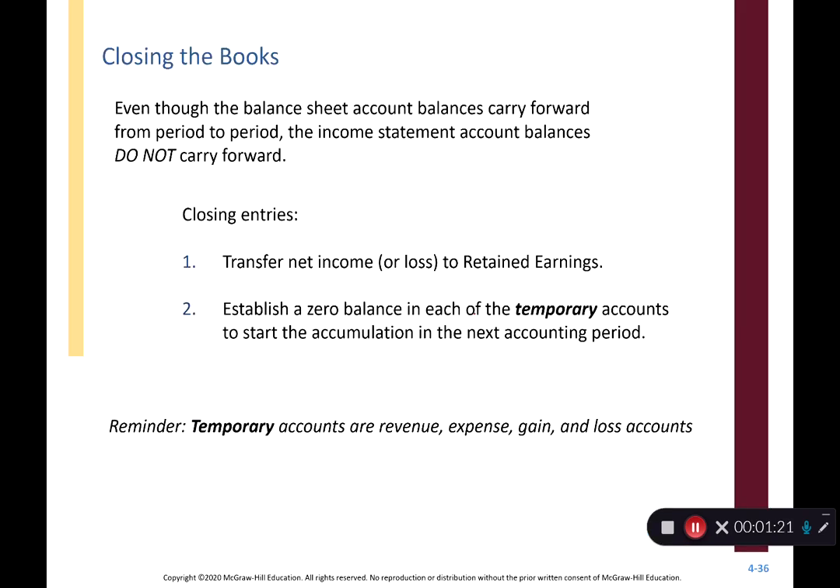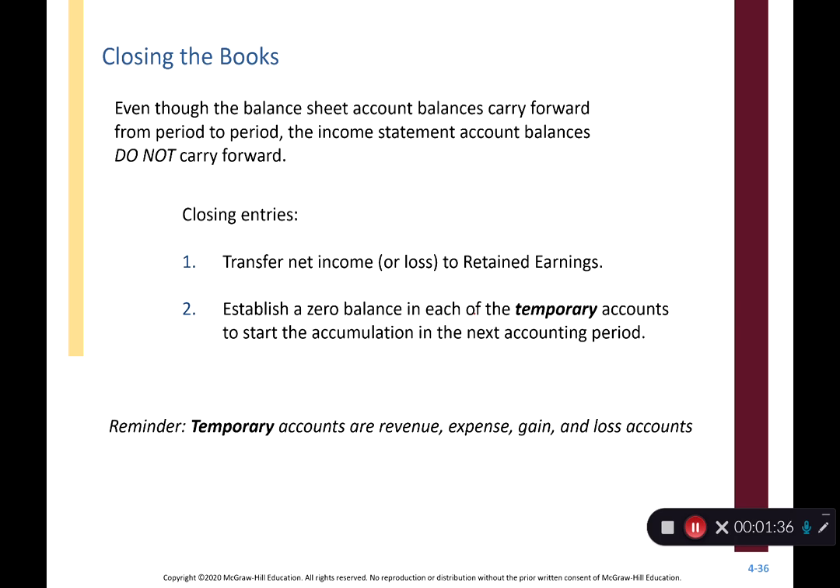So closing the books is actually very easy to do, because if you know the accounts that get closed, all you have to do is the opposite to get rid of them. So if they go up with credits, the opposite of a credit is a debit. If they go up with debits, the opposite of that is a credit.